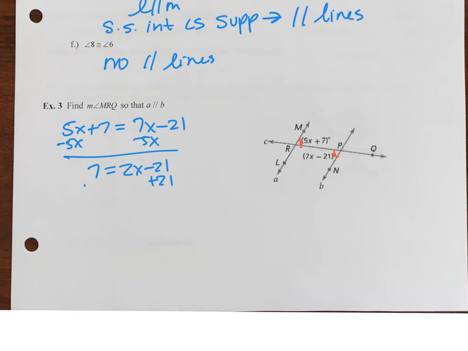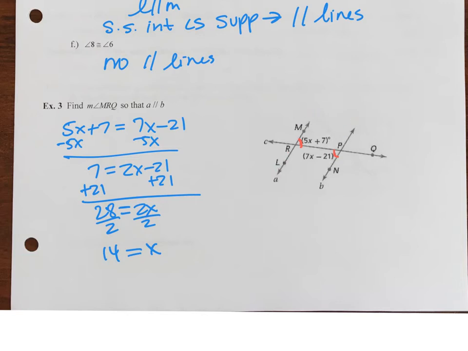Add 21 to both sides. And we get 28 is equal to 2x. And then we divide both sides by 2, we get x equals 14. Okay, so now as long as x is equal to 14, then these two angles would be congruent, which makes lines A and B parallel.